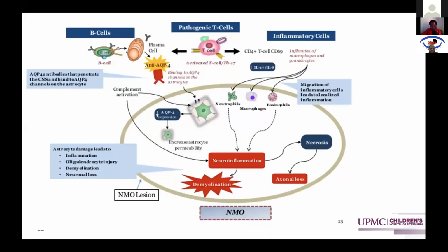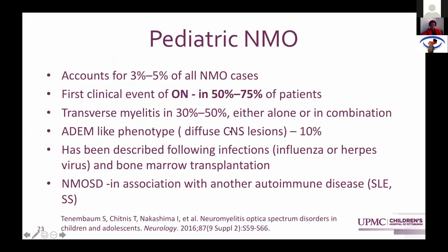This is just a slide showing the pathogenesis of the disease, where you see that both T cells and B cells are involved. And it basically sets a complete inflammatory cascade into play, where the end damage is astrocyte damage, leading to demyelination, neuronal loss, and to the classic NMO lesion that we see.